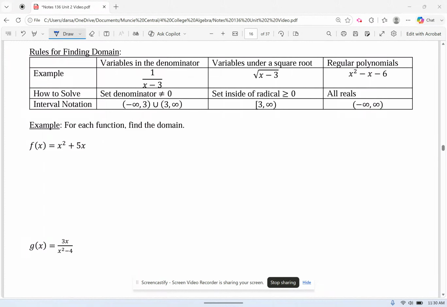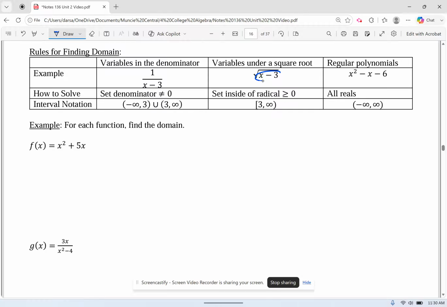We can see from our last videos where these rules came from. So basically, when we're trying to find the domain of an equation, there are three rules that we need to keep in mind. Number one, if you have a variable in the denominator, it cannot equal zero. So we're going to make sure to set the denominator not equal to zero.